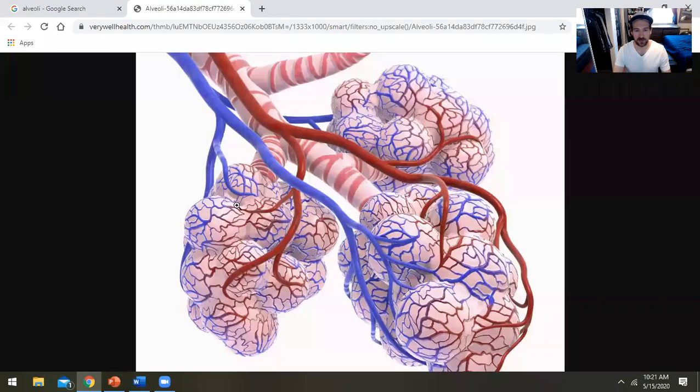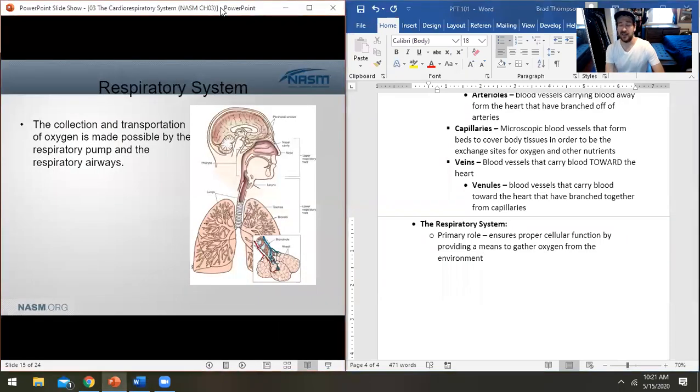These little popcorn shaped sacs, and look at how many blood vessels, like see these little capillary beds, they're covering the whole thing. So that allows for the transport of oxygen. So here's what's really cool about our respiratory system. By having all these little tiny branches, it branches out smaller and smaller and smaller, and what that does is that increases surface area.